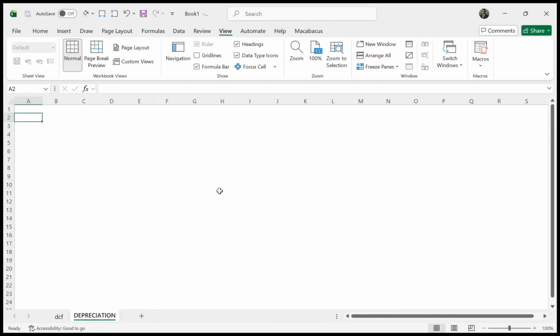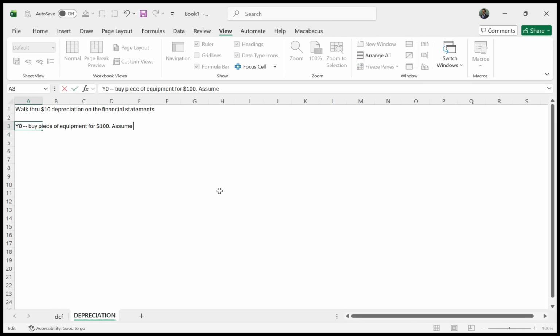All right, so walk through $10 depreciation on the financial statements. And really, this is how the question typically goes, right? So, year zero, buy a piece of equipment for $100, okay? Assume a 10-year useful life.